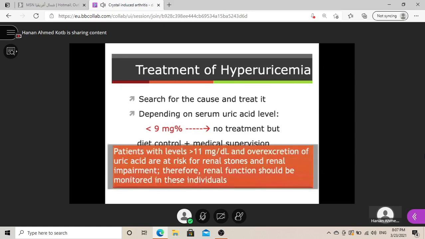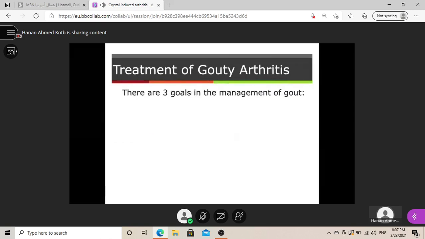Okay? Patients with levels of more than 11 milligram per deciliter and who have over excretion of uric acid are at risk for renal stones and renal impairment. So therefore, we should always do renal function monitoring in these individuals while giving the treatment.